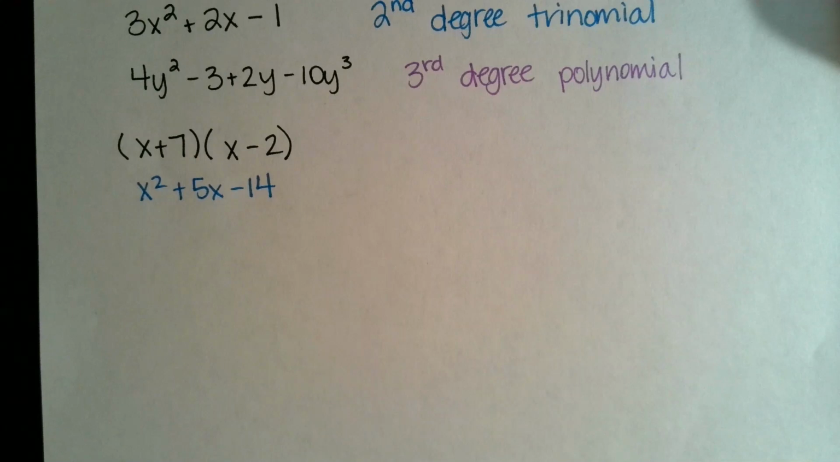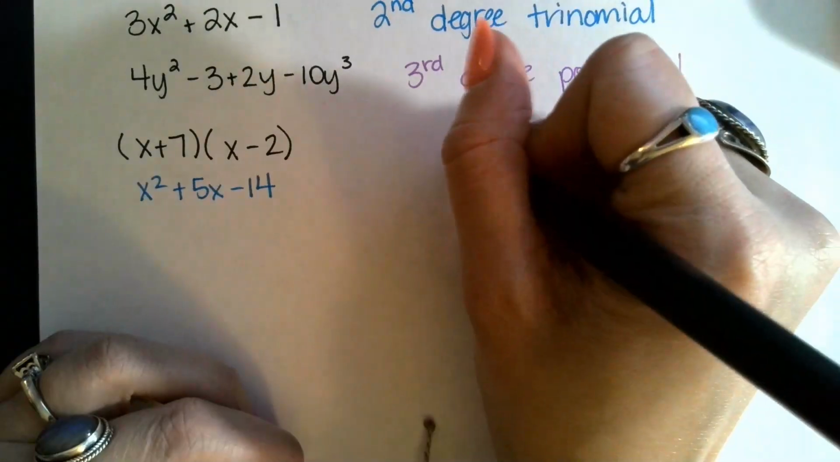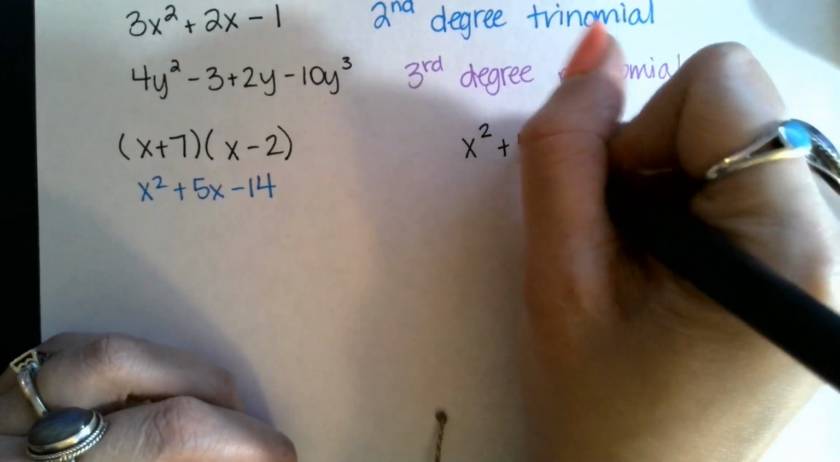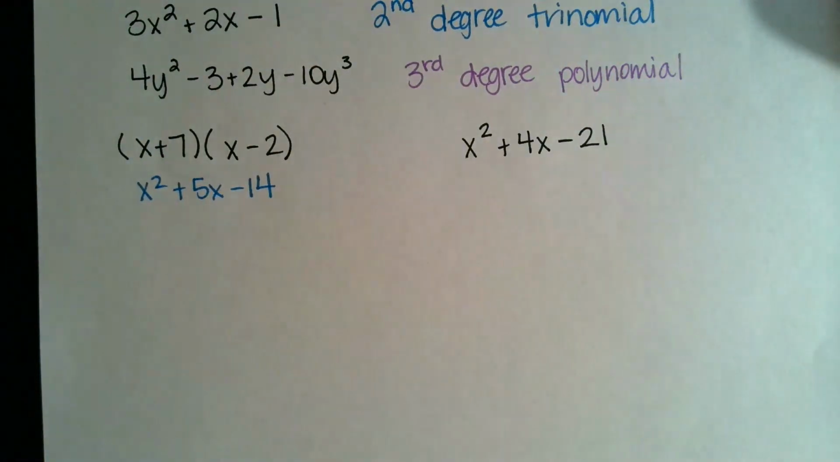FOIL. All right. It is a second degree trinomial. Let's go backwards. X squared plus 4x minus 21. You can do the X game if you can't see this. But some students are getting to the point of factoring where they can just kind of see the answer.